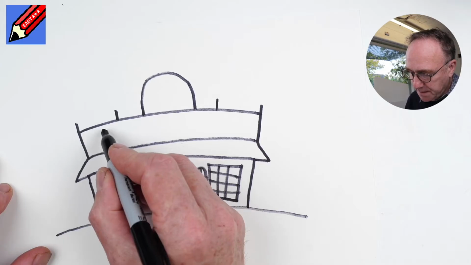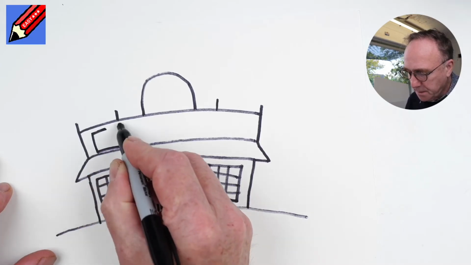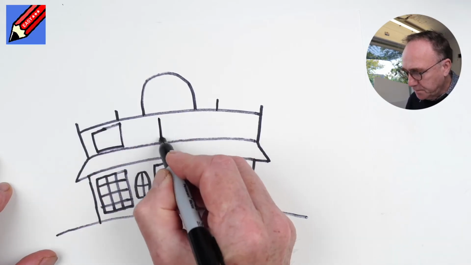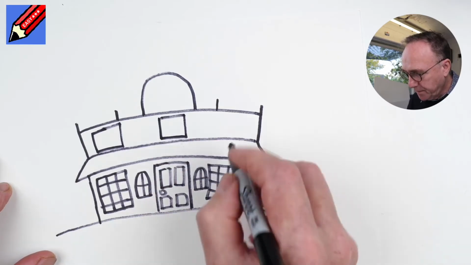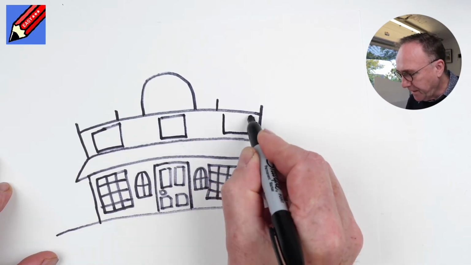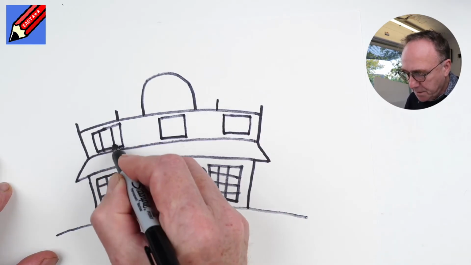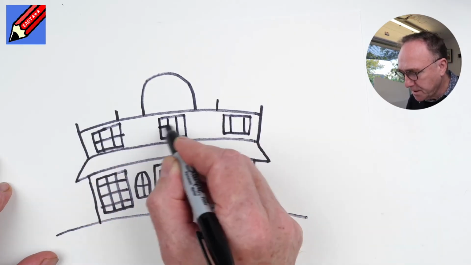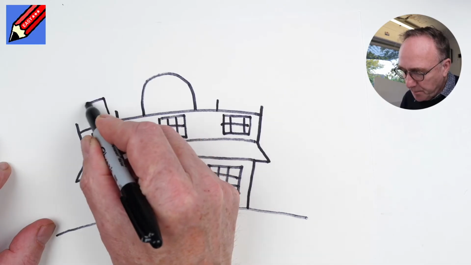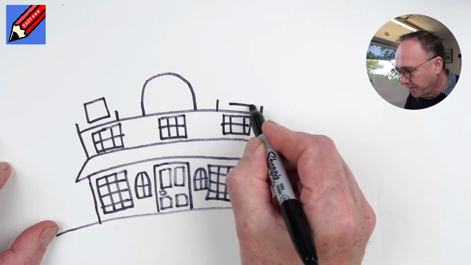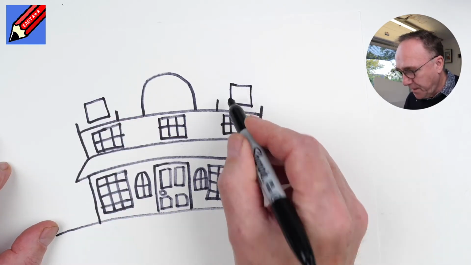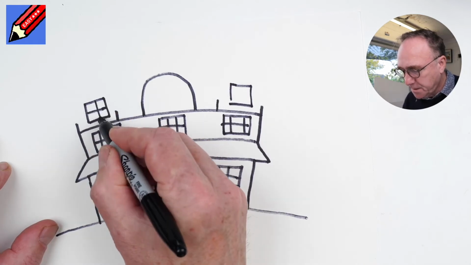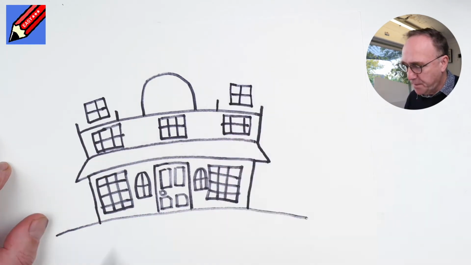Here we're going to want upstairs windows, so make them go right the way sort of across the middle there like that. 1, 2, 1, 2, 1, 2, and then one across. And then here we're going to want a window up there and a window up there, and we can put just a cross in those ones so they're not quite so big.